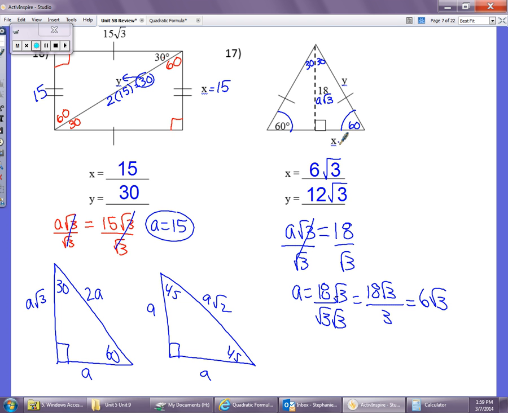Remember that if a is going to be 6 radical 3, the hypotenuse is 2a. That's 2 times 6 radical 3, meaning that we only multiply the coefficients, and that's how we get 12 radical 3.